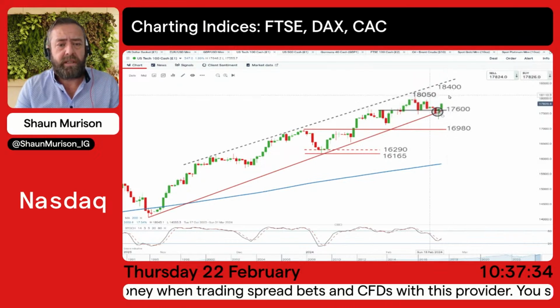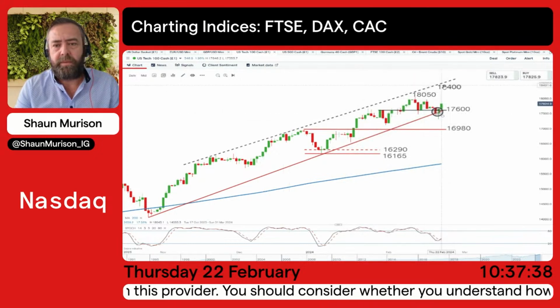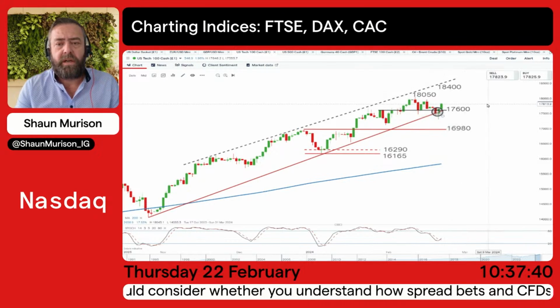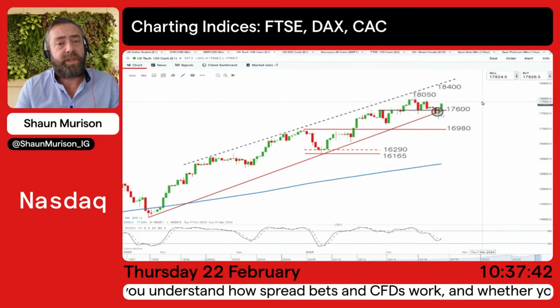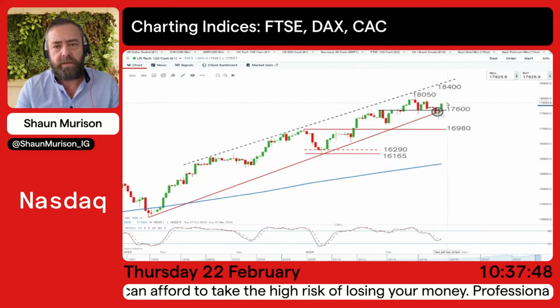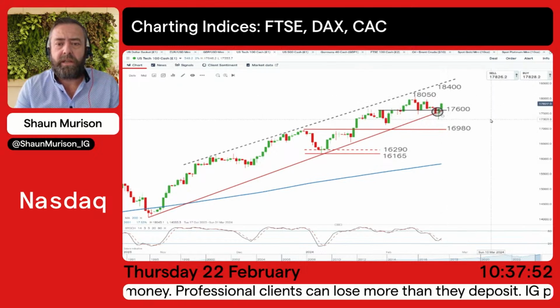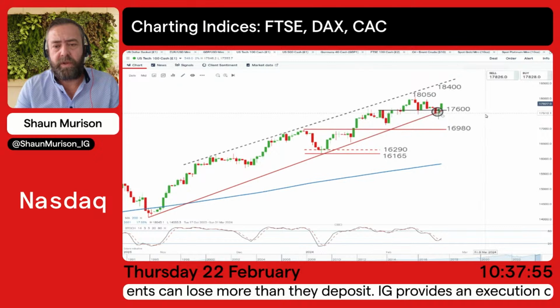If we do start moving above that, then we just use that sort of trend line resistance as a possible future target of about 18,400. We take each level as it comes. We've had a pullback. We've had a bullish price reversal. That is being continued today, or that move higher. And we are targeting initially that 18,050 mark.